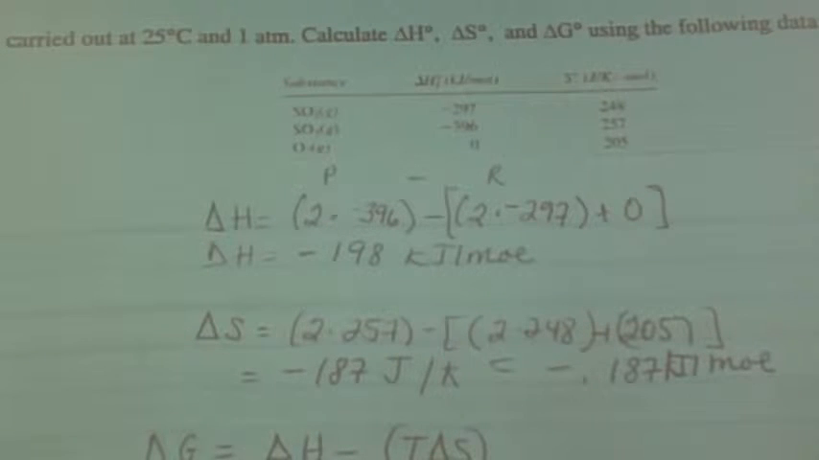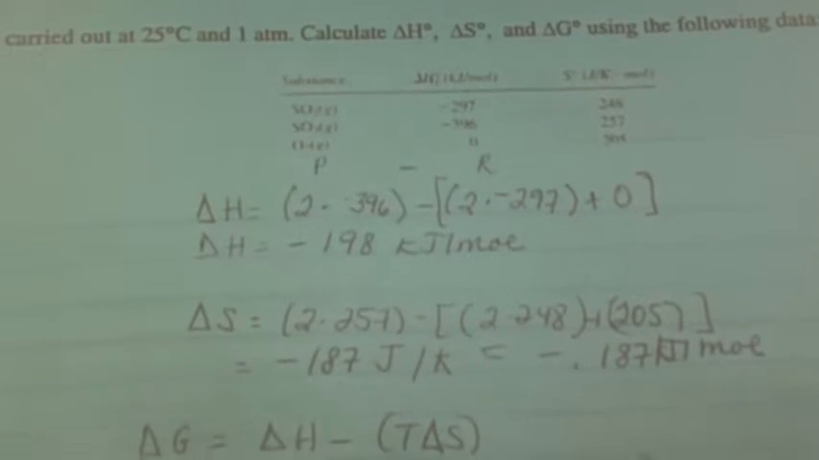Is this spontaneous or non-spontaneous? It is spontaneous. So the delta H predicts this reaction to be spontaneous. The delta S predicts this to be non-spontaneous. However, at this temperature, the delta G is negative, so therefore it is a spontaneous process.